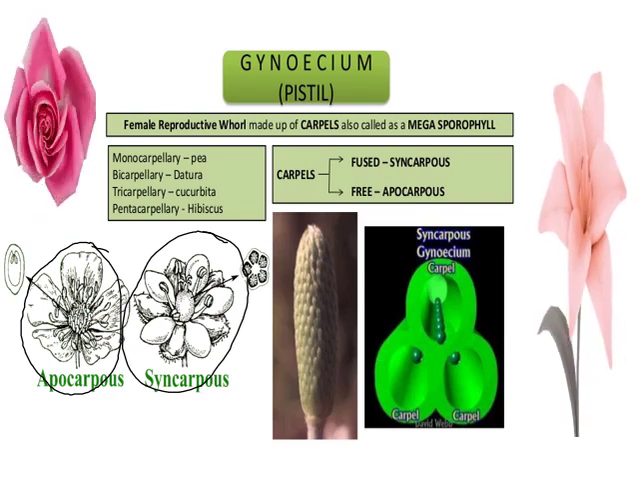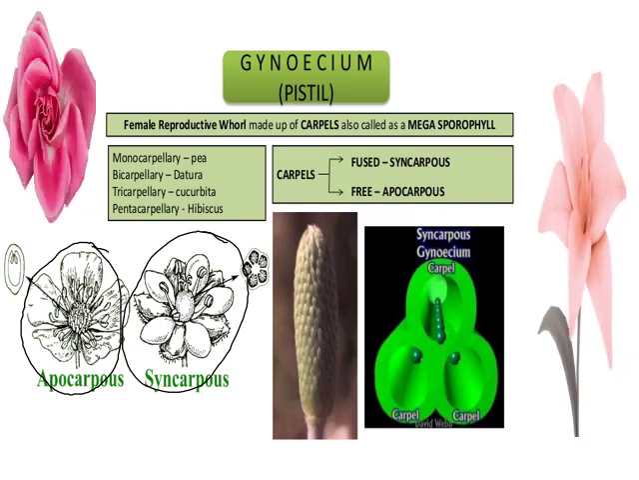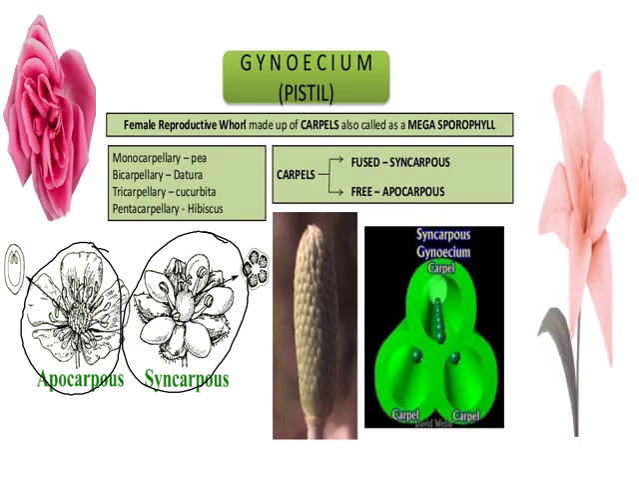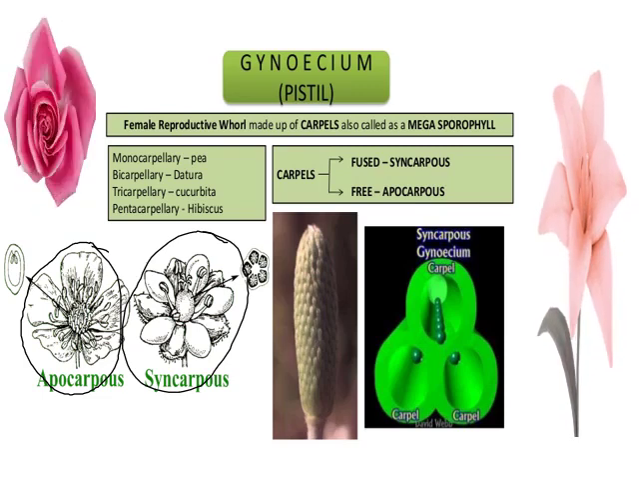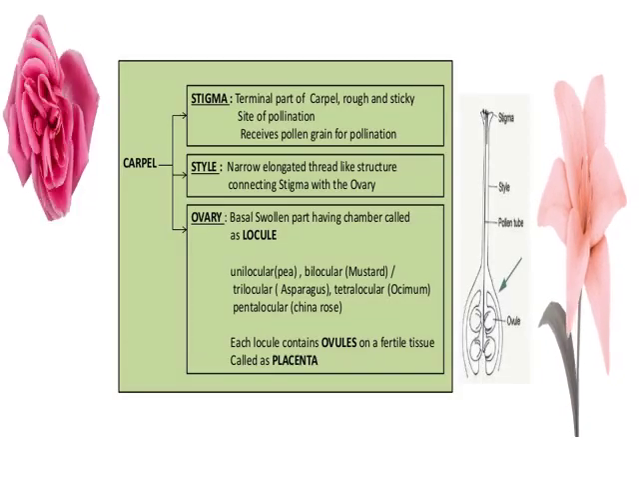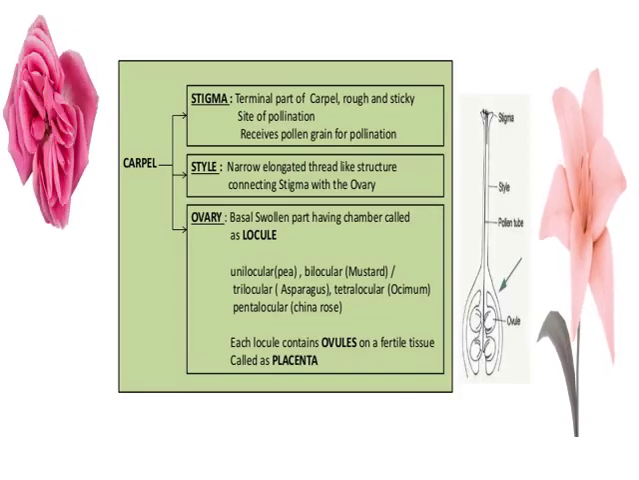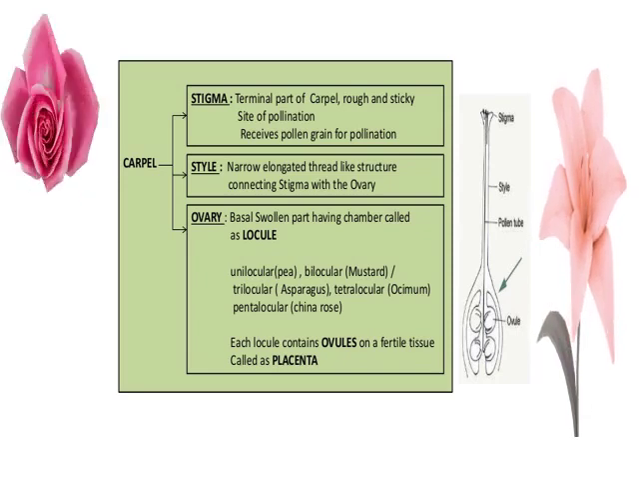And the other two descriptive terms of gynoecium are apocarpous and syncarpous. In apocarpous, the gynoecium has more than one free carpel, and in syncarpous, the gynoecium consists of more than one fused carpel. The gynoecium majorly consists of three parts: one is stigma, the other one is style, and the ovary. A carpel consists of three parts.